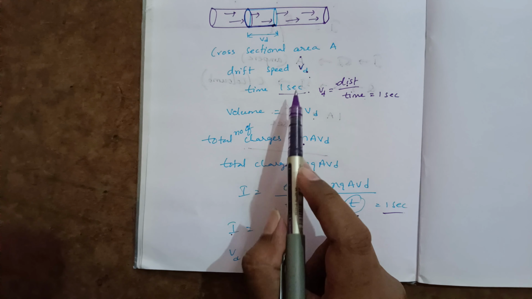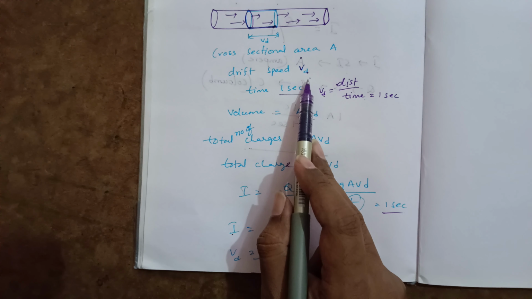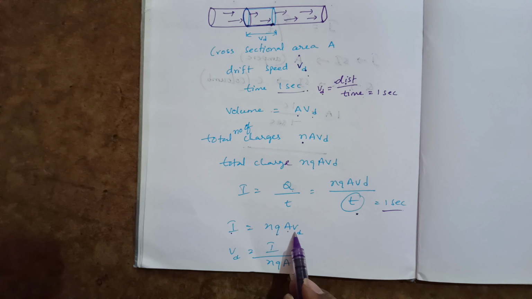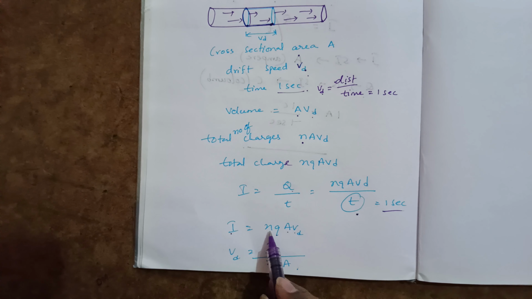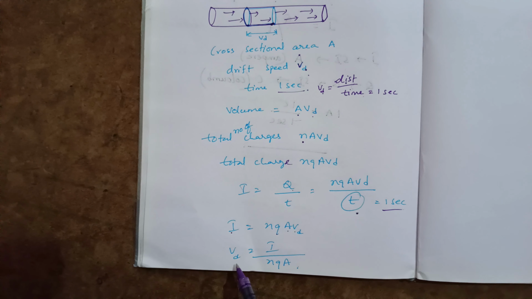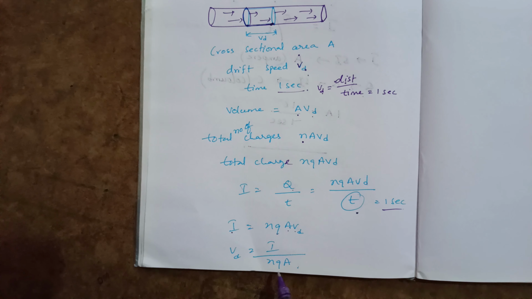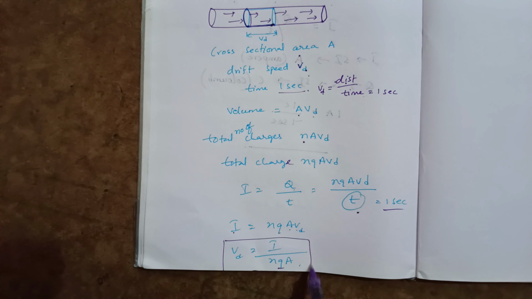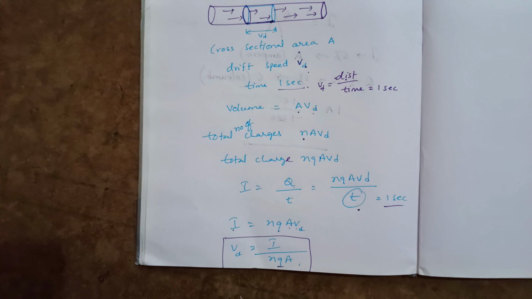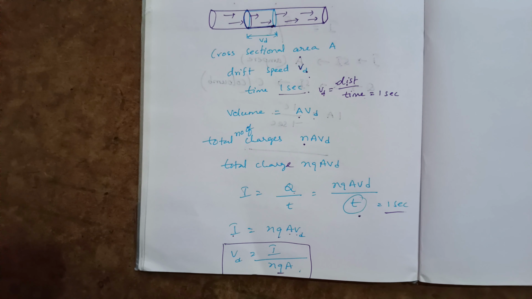Vd means drift speed. If you bring this to the other side, Vd equals I divided by NQA. This is the formula to find drift speed.